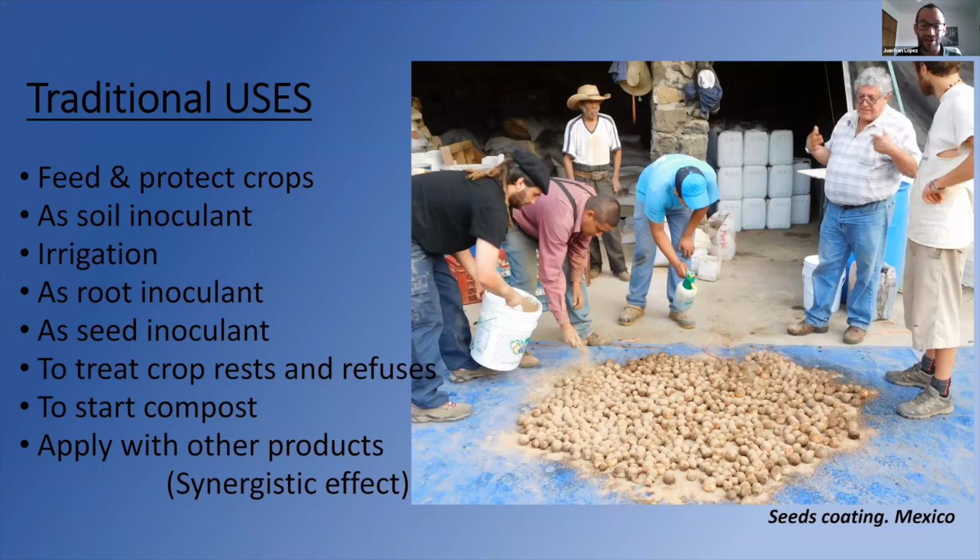There are many traditional uses for the biofertilizer: for soil, for root inoculant, for seed, to treat compost, to apply with other products as well, not with chemical or synthesized products. It has to be with organic products. So there is a wide range of uses of biofertilizer. For example, here in the image is Mexico, avocado seed coating. So at the beginning we put that inoculant on the seed, so the seeds grow healthy with no pests and disease.